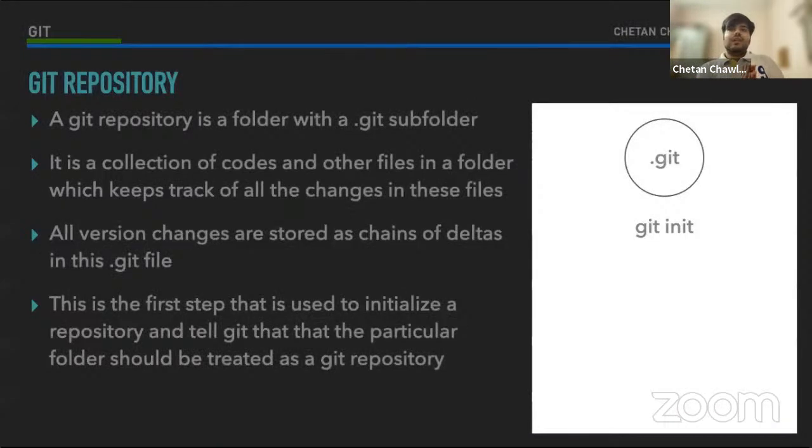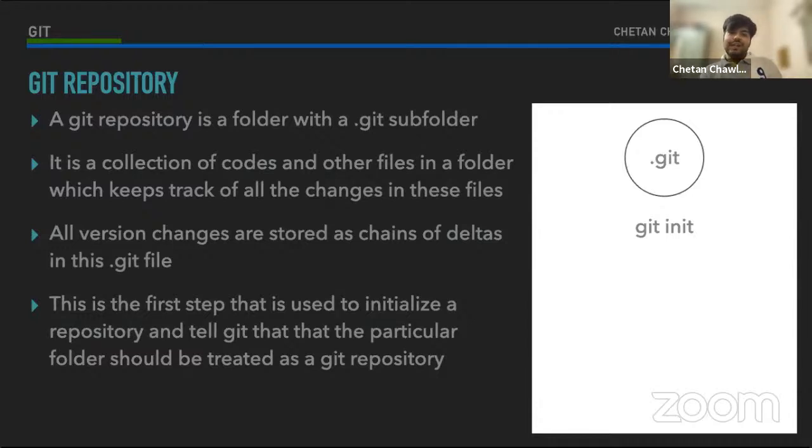So let's start with the Git mechanics. The first and major part of Git is the Git repository, and you can think of it as just a folder. So let's say that we have a folder that we want to put all our code and files into. This folder we can call a Git repository. The difference between a normal folder and this folder is that it has a .git subfolder.